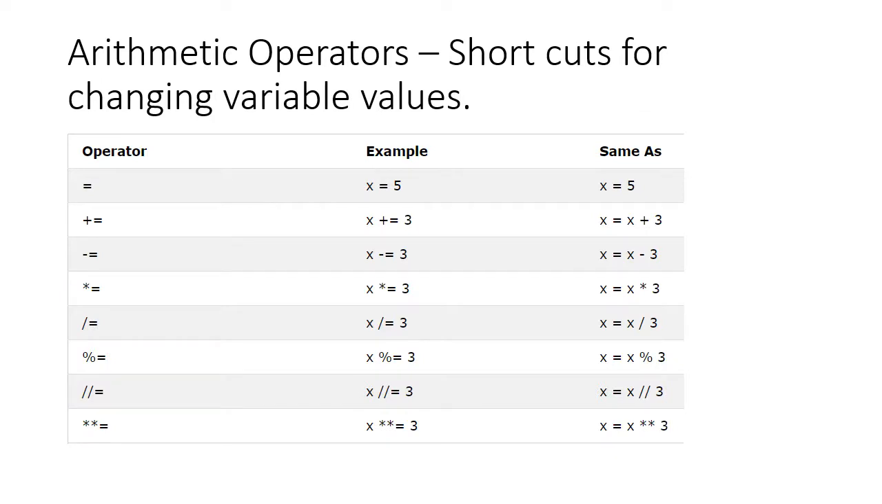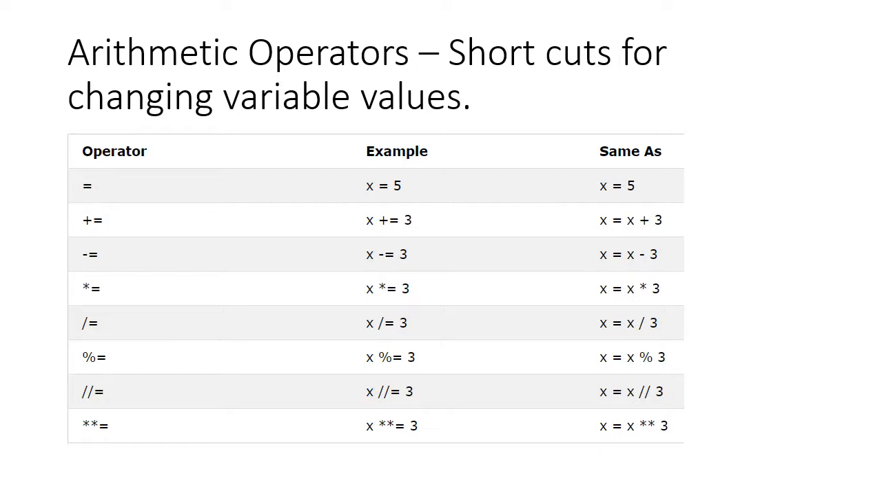Alright, so these are some shortcuts for changing variables. Again, the equal sign is just what you use to create a variable. So that first one is x equals 5. If you do plus equals, that's the same as saying x equals x plus 3. So if x was 5, now x has been changed to be 5 plus 3, so 8.